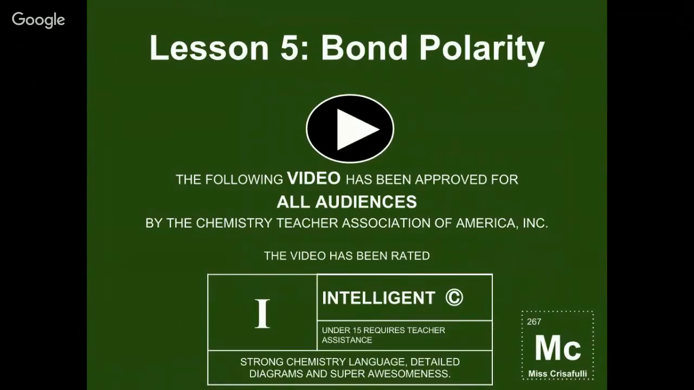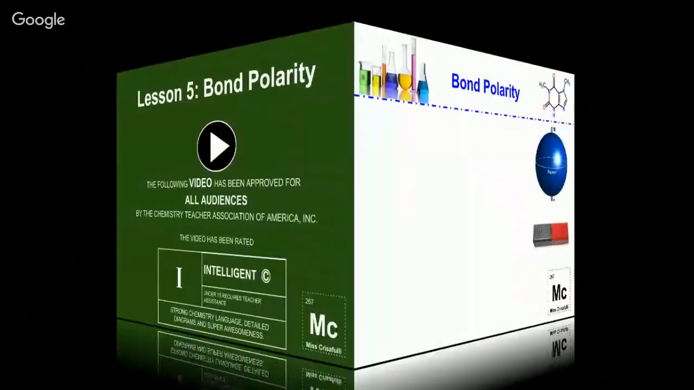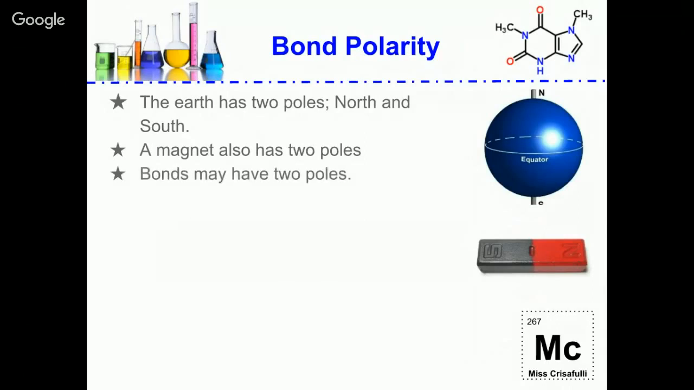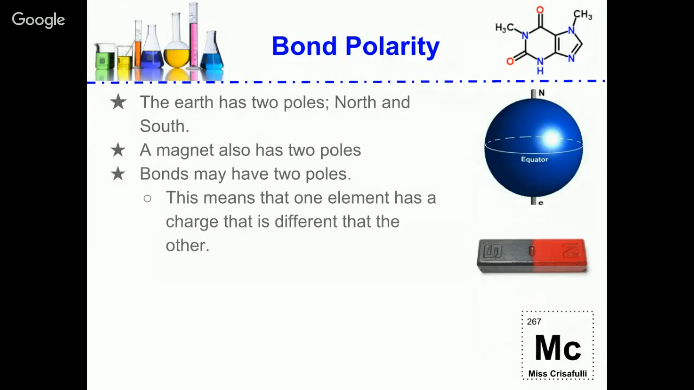Hello, AP Chemistry students, and welcome to your AP Summer Work, Unit 4, Lesson 5, which is all going to be about bond polarities. So remember, the Earth has two poles, a north and a south pole, and a magnet also has two poles. Well, so do bonds. Bonds can sometimes have two poles. And if they have two poles, that means that one element has a charge that is different than the other element, kind of like the two ends of a magnet. One is positively charged and the other one's negatively charged.